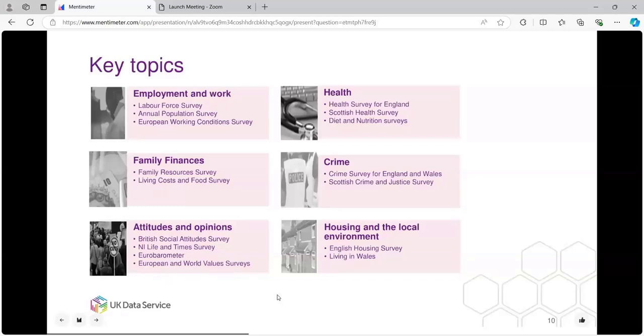We can work on health as a key topic, and health-related data can be found in the Health Survey for England, the Scottish Health Survey, or various diet and nutrition surveys. We can address the key topic of family finances. The datasets will be the Family Resources Survey and the Living Costs and Food Survey, which provide rich insight into financial well-being. We can explore crime statistics. We have the Crime Survey for England and Wales. We have the Scottish Crime and Justice Survey.